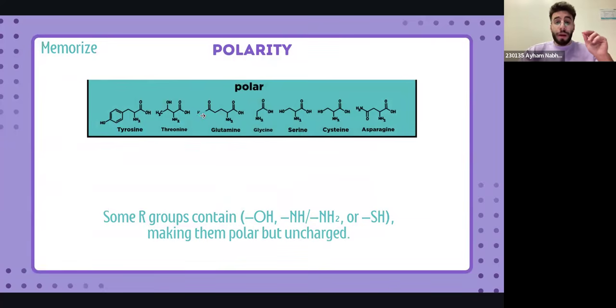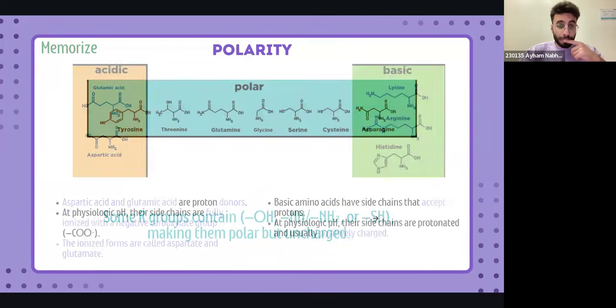So the polar amino acids are tyrosine, threonine, glutamine, serine, cysteine, and asparagine. And as I said, glycine might act as a polar amino acid. You need to memorize them, and you need to memorize the chemical groups, which are hydroxyl, amide, amine, and sulfhydryl.